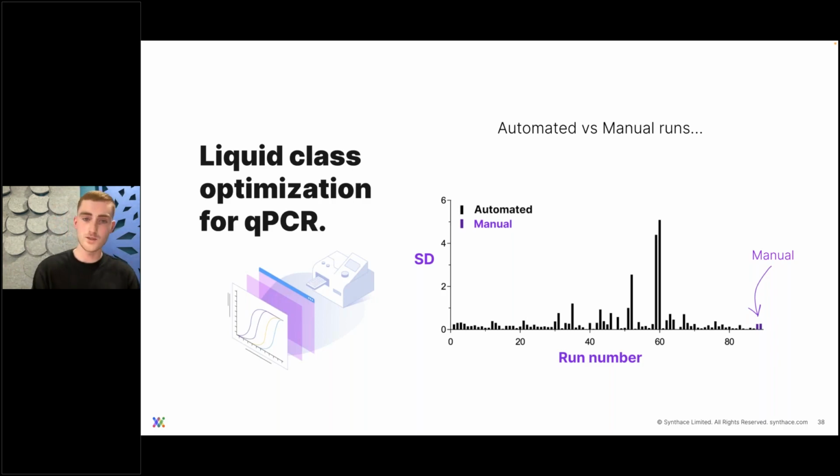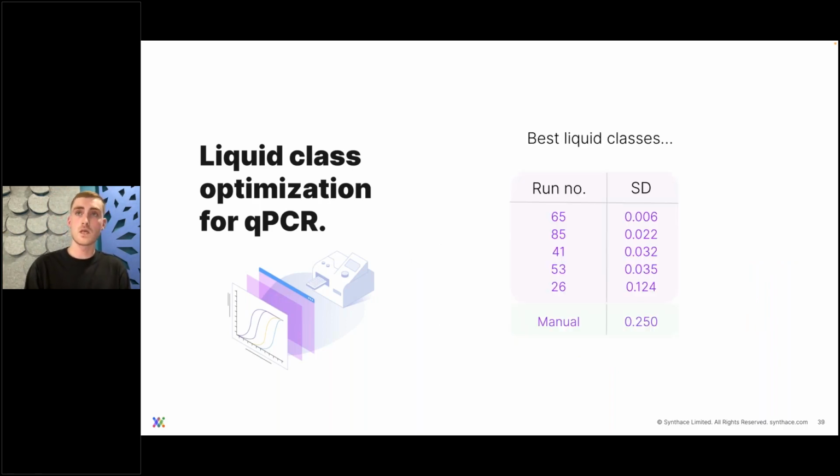I guess also worth noting, Nuno's a beast with a pipette. In this example, the benchmarks had a very low standard deviation, and he still managed to improve the precision in a number of cases when moving to automation. Here are the standard deviations for the 5 best liquid classes in comparison to that manual benchmark. There were a number of optimal liquid classes that gave him really low standard deviations. These are the most precise.